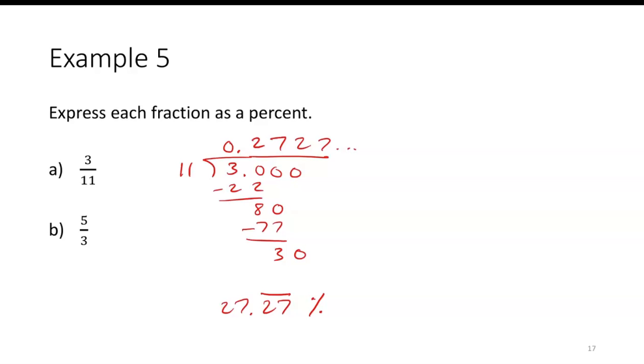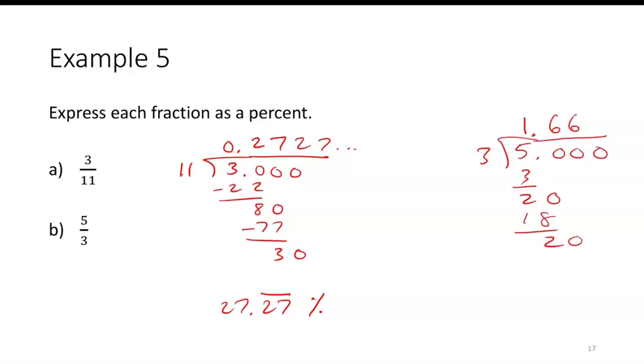For the next one, we want to take 5 and divide it by 3. So 3 goes into 5 once, 2 remainder, and then 3 goes into 26 times, 2 remainder, and then 6, 6, and so on. So it looks like if I move the decimal 2 places to the right, I would have 166 and then 6 repeating percent.